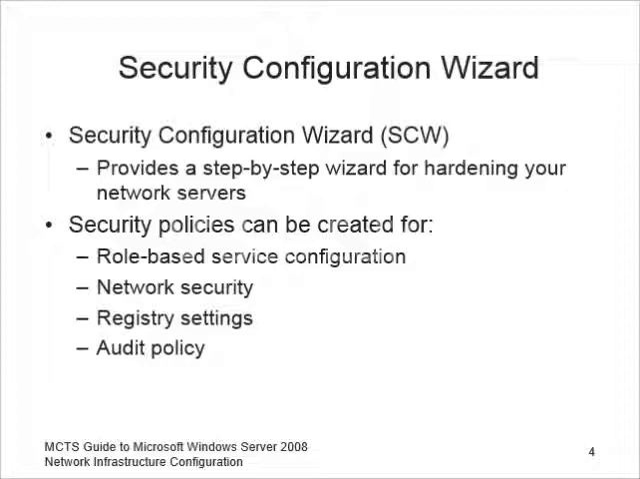security without compromising functionality. With this information, you can choose to create a new security policy, modify an existing policy, or apply an existing policy. You can also revert to a previous version of a policy. After making this decision, you can choose different analysis paths depending on your selection. If you choose to create a new security policy, for example, the baseline computer will be analyzed. After analysis is complete, you can create policies for the following four areas: the role-based service configuration, the network security, the registry settings, and the audit policy.